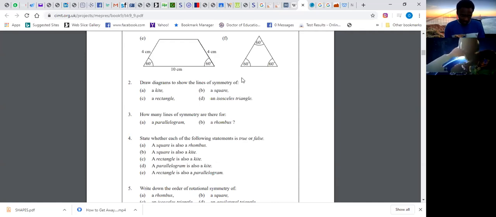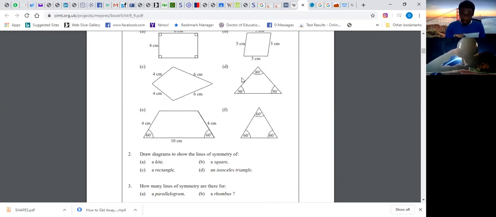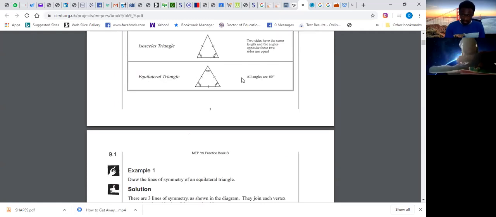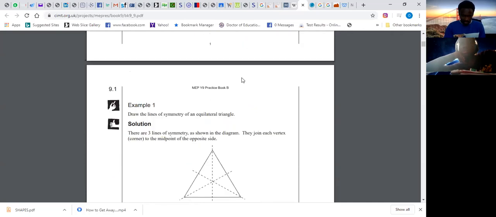Okay? Now number 3, let's go to number 3. How many lines of symmetry are there for a parallelogram? Did you say 0? Let me see if you have a parallelogram here. Okay, so you said 0. Why did you say 0? It doesn't look like there's any line that makes sense. That makes sense. You're correct. So what about the next one?